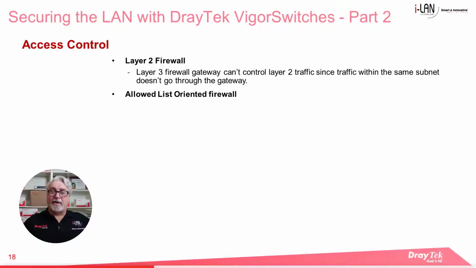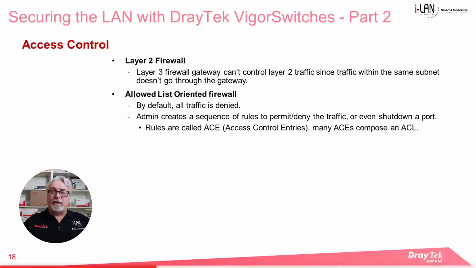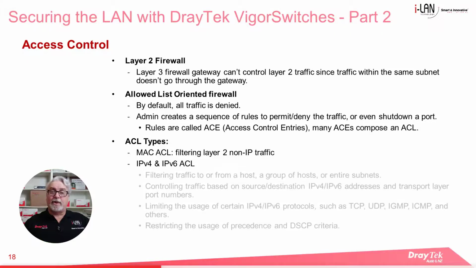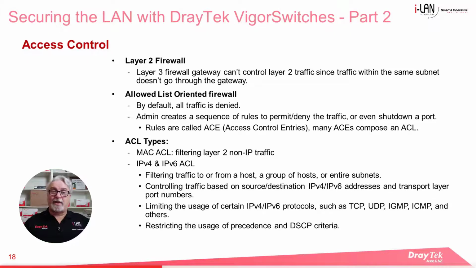The access control list is an allowed list oriented firewall. By default, all traffic is denied. The network administrator can create a set of rules to permit or deny traffic or shut down a port. There are 3 types of access control lists. These are MAC access control list, which filters layer 2 non-IP traffic. There's also IPv4 and IPv6 access control lists, which control traffic based on the source and destination IP addresses. This can also limit certain IPv4 and IPv6 protocols, such as TCP, UDP, IGMP, ICMP, and others.